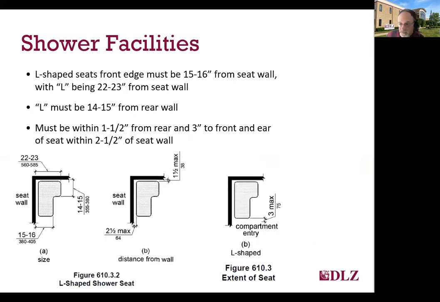L-shaped seats' front edge must be, again, between 15 and 16 inches from the rear wall, with the L portion being 22 to 23 inches from the rear wall, again, as shown in figure 610.3.2. The L part of the shape of the seat must be 14 to 15 inches from the rear wall. And again, similarly with the rectangular seat, the seat must be within 1 and 1/2 inches of the rear and 3 inches of the front of the compartment, and the gap in the wall behind the seat can't exceed 2.5 inches.